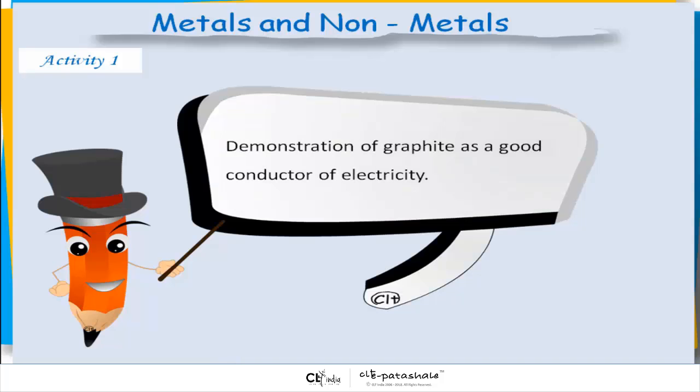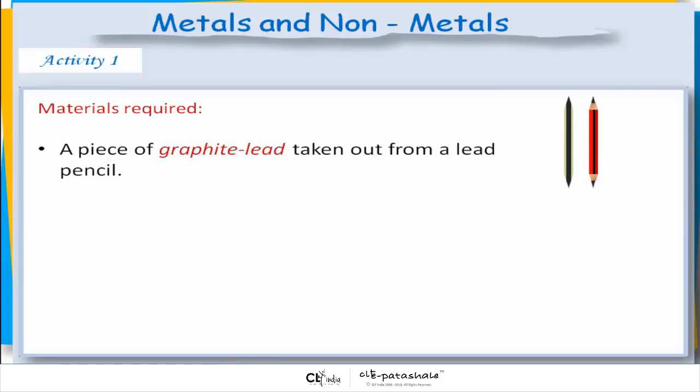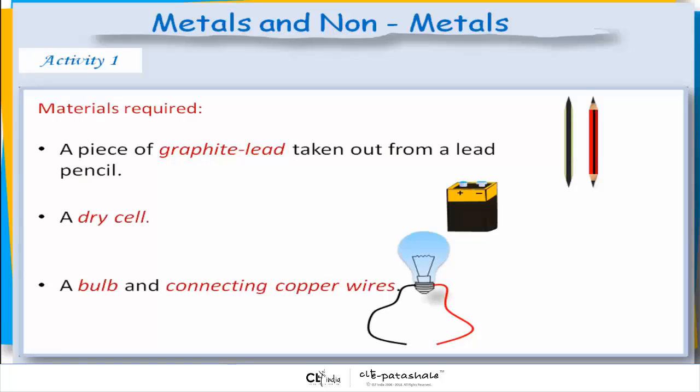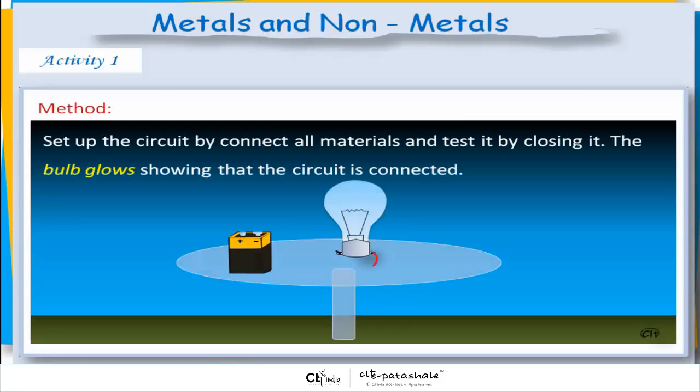Demonstration of graphite as a good conductor of electricity. Materials required include a piece of graphite lead taken out from a lead pencil, a dry cell, a bulb and connecting copper wires. Method. Set up the circuit by connecting all materials and test it by closing it. The bulb glows, showing that the circuit is connected.